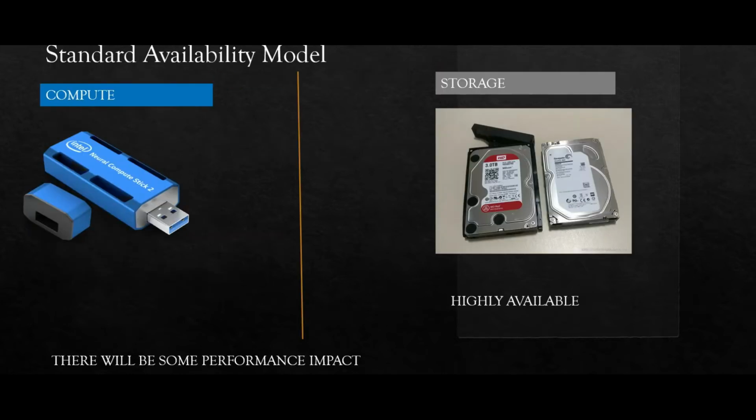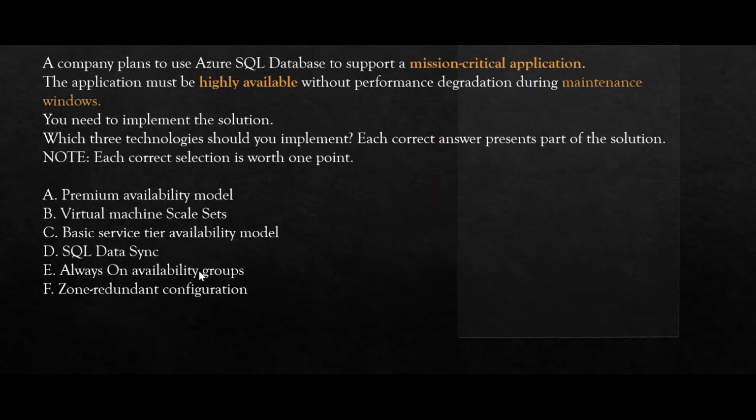Let's first look at the standard availability model. In this model, the compute and the storage are divided. So the storage has high availability, but the compute does not. Hence, there will be some performance impact. If you have highly business critical applications where high availability is absolutely a need, then you cannot use this model because it will compromise your availability. Since this question is asking about a mission critical application, option C cannot be an answer. Hence, we will strike off option C.